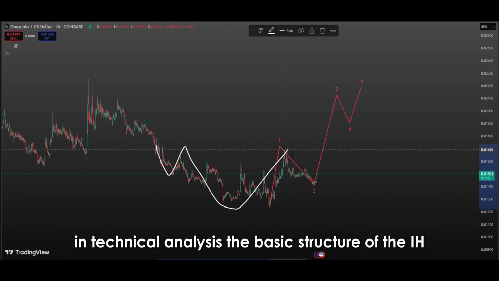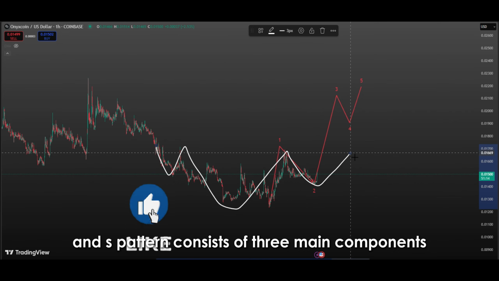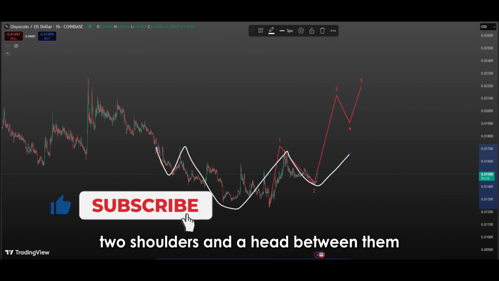The basic structure of the IH and S pattern consists of 3 main components: 2 shoulders and a head between them.